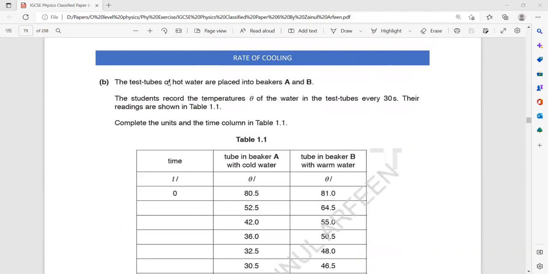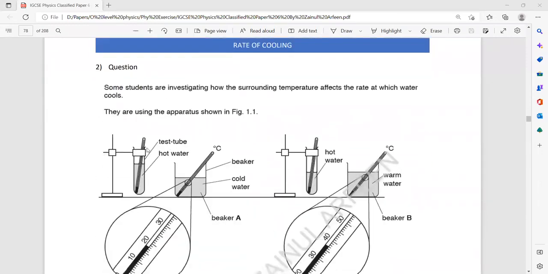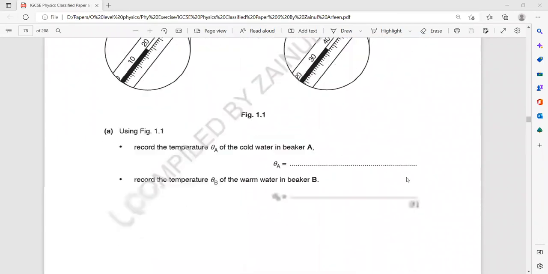Next, the test tube of hot water is placed into beakers A and B. Like what we did, we have a test tube of hot water, and then we place it in the beaker, here in the cold water, and then in the warm water. So there will be a difference in temperature between the hot water and cold water, and between hot water and warm water.